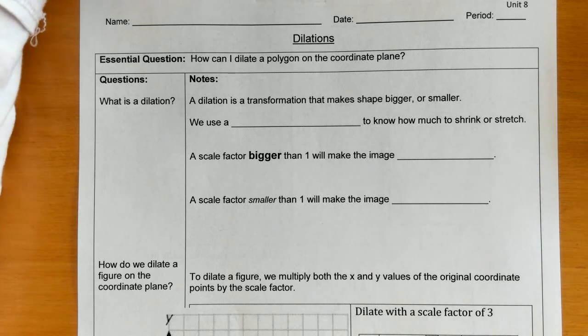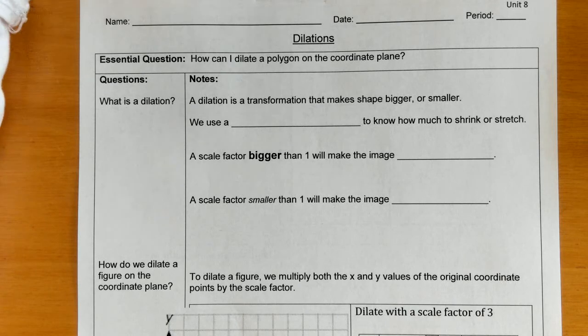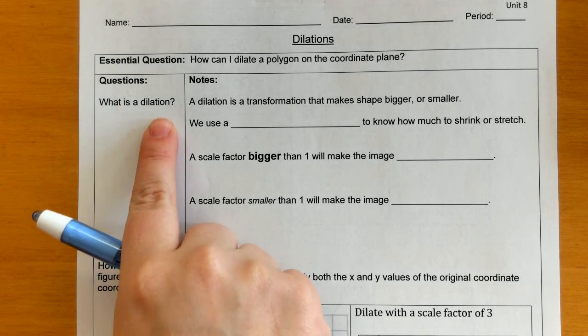So in this note sheet, we are going to look at dilations and how we can dilate a polygon or a figure on the coordinate plane. So far we've done translations and reflections, and so dilations is going to be the third transformation that we look at this unit. So for starters, what is a dilation?